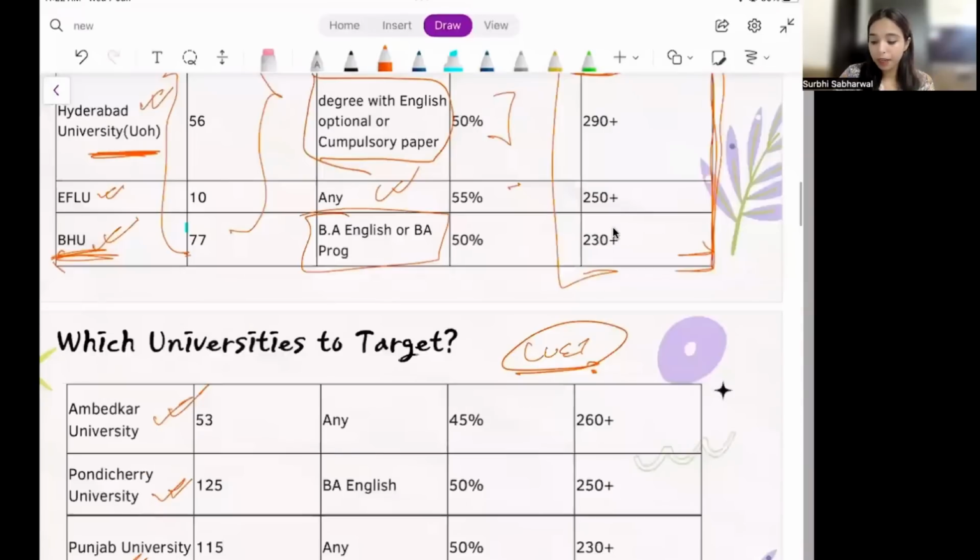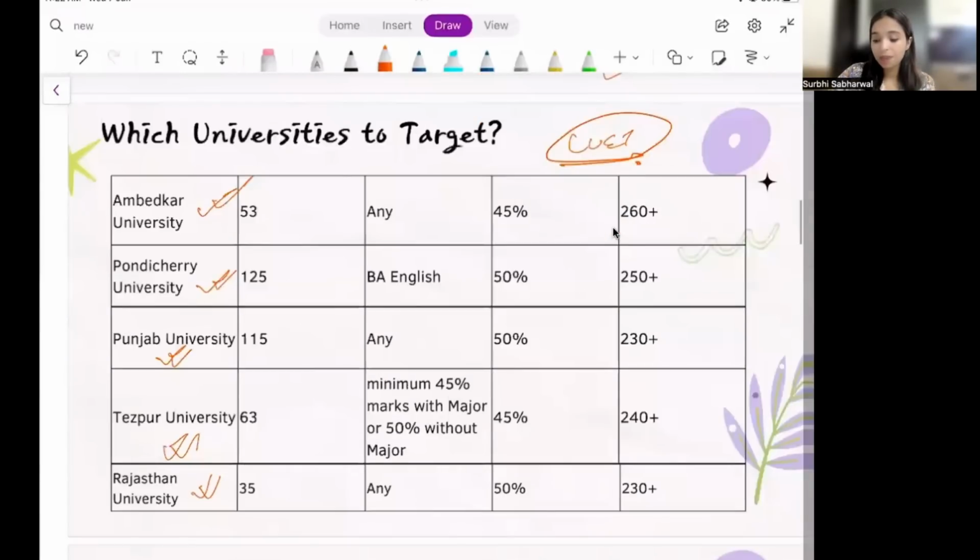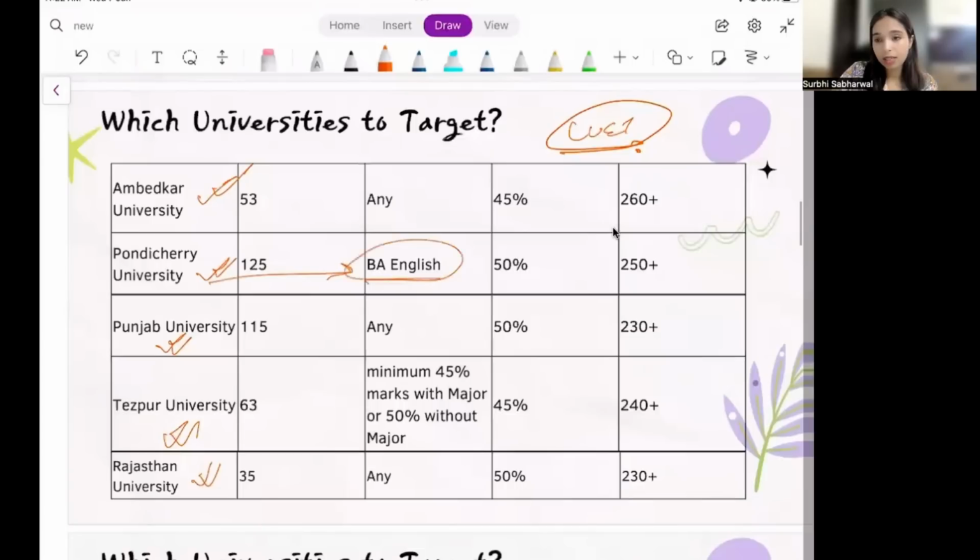Similar to your BHU and Hyderabad University, you have Pondicherry University that asks your undergraduation in BA English, and you have your Tejpur University, wherein you can either have English as a major subject or English as a minor subject. Depending on your major and minor, the criteria of marks would differ. With major, you could have got 45% in your undergraduation, and with minor, you should have 50%. So it's a 45 to 50% criteria, right?